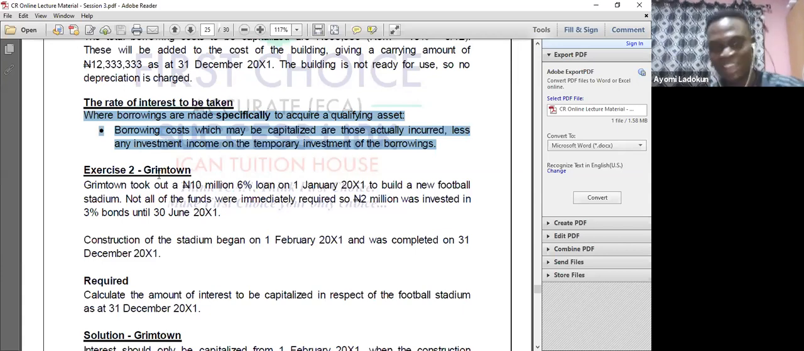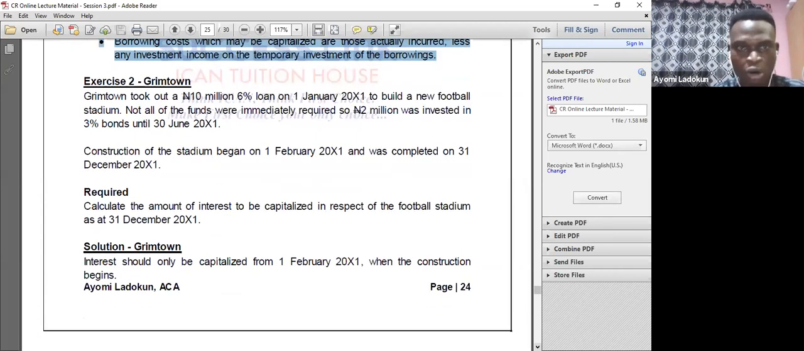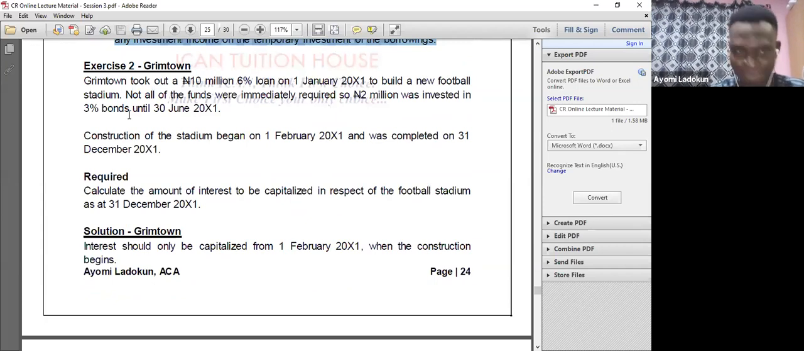Now let's look at this example to test that principle. We learn a principle, we test it. By the time you see a complex or big question, it's just those principles they are testing. So you are fine. Now look at this very small question. The question seems small, but the calculation is big, but it's very simple. Greentown took out a loan at 6% on 1st January 20X1 to build a new football stadium.